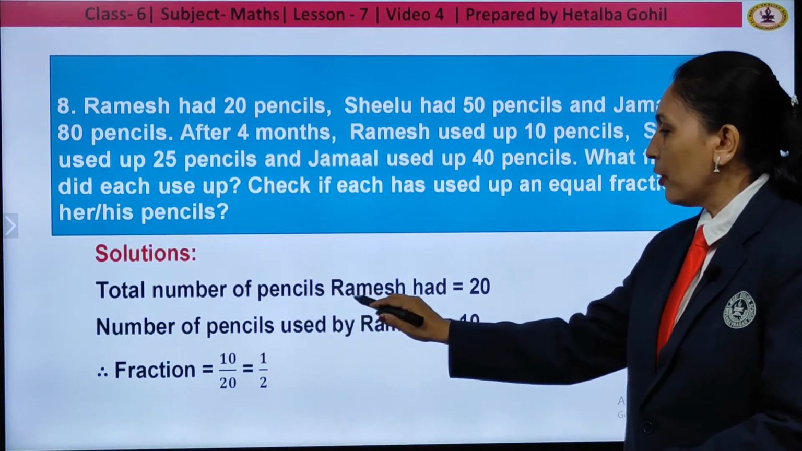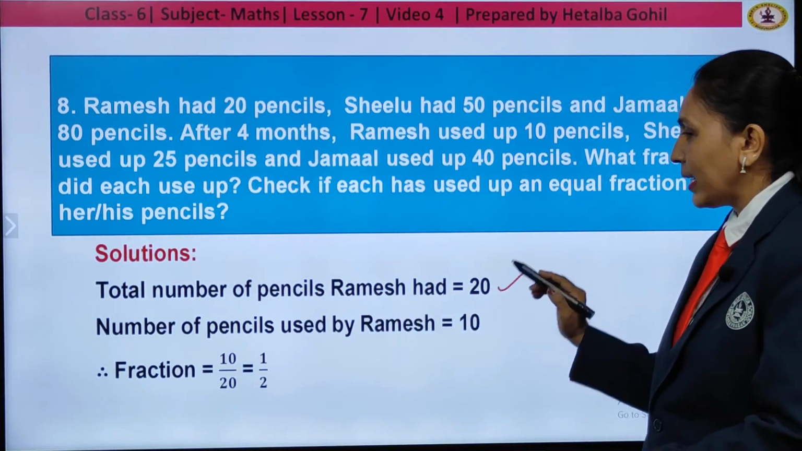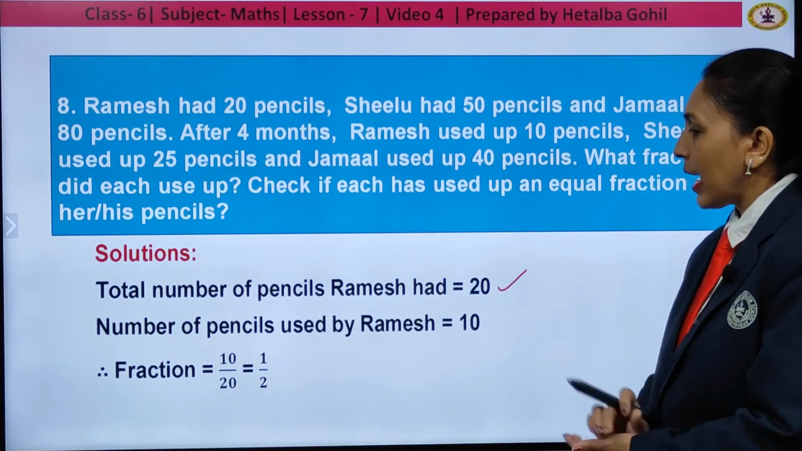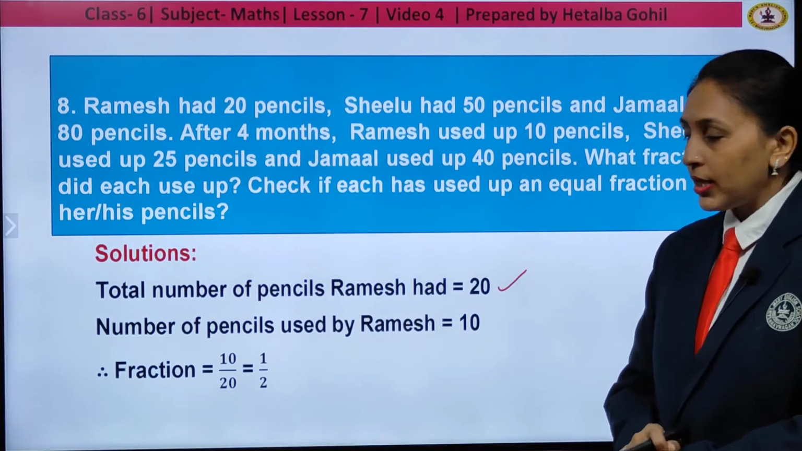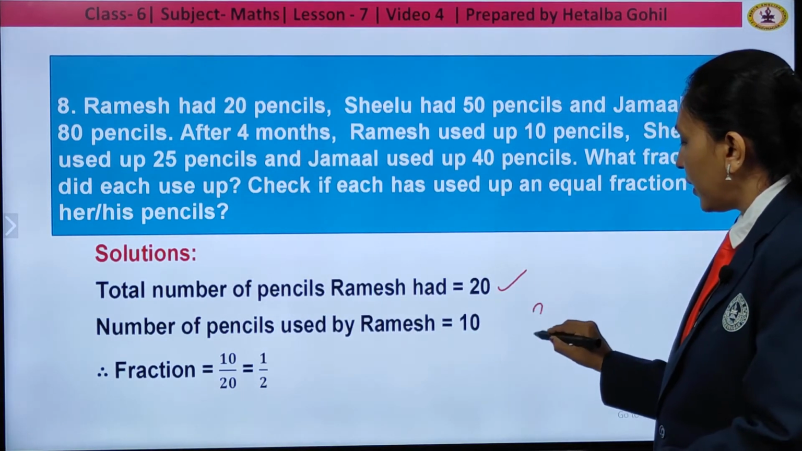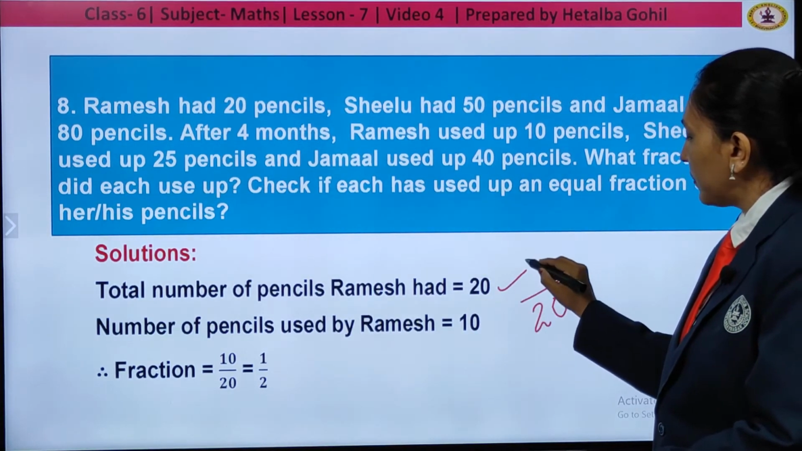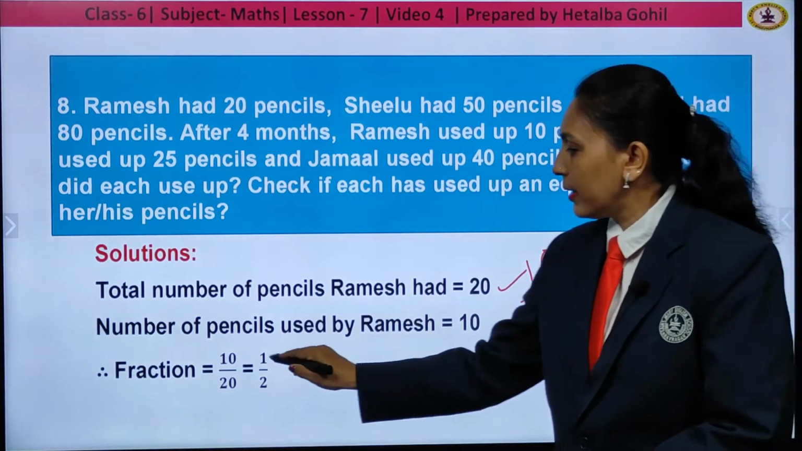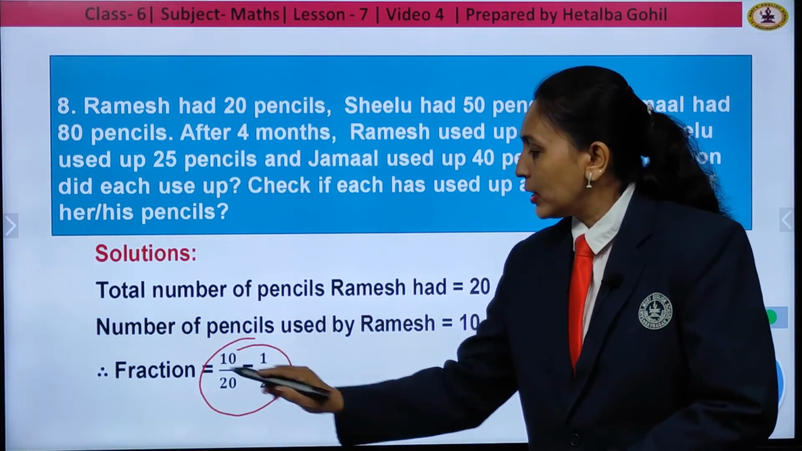First, the total number of pencils Ramesh had is 20. Total number of pencils used by Ramesh is 10. So children, what is the fraction? The total we always write in the denominator, and the used up, that is 10, we will put in the numerator. So the fraction we get here is 10 upon 20.